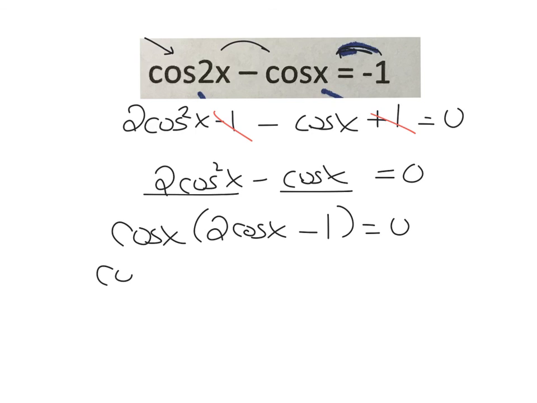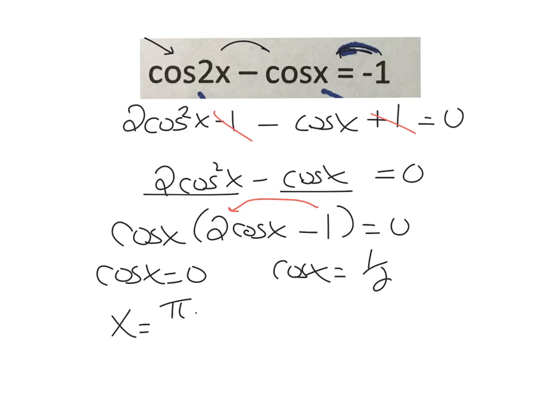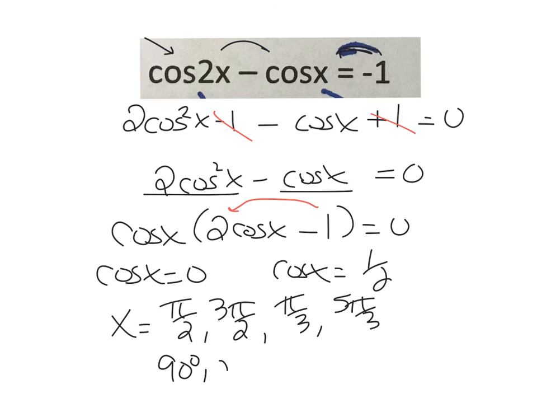So my 2 answers are going to come from cosine x is 0 or cosine x is 1/2. And that 1/2 comes from putting the opposite of that 1 over the 2. That's what would make that parentheses 0, as 1/2. So where's cosine 0? Pi over 2 and 3 pi over 2. Where's cosine 1/2? Pi over 3 and 5 pi over 3. And if you do the degrees, you get 90 degrees, 270 degrees, 60 degrees, and 300 degrees.